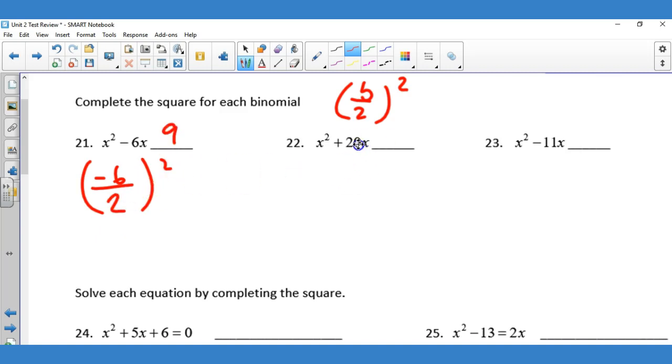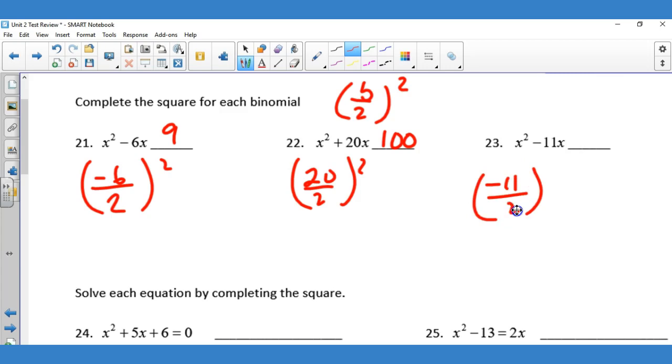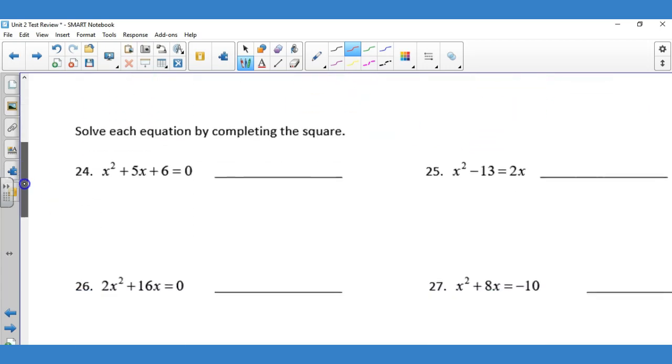For this one, b is 20. So 20 divided by 2 is 10, and 10 squared is 100. And for this one, -11 divided by 2 is -11 over 2. Remember, no decimals. Now when we square that, we get 121 over 4. We still have a fraction, okay? All right. So now let's go ahead and go down to number 24.